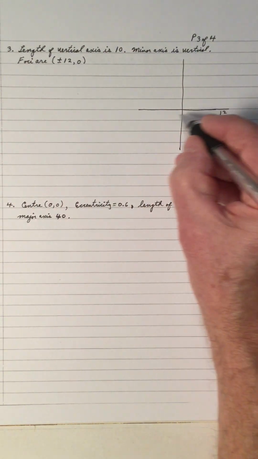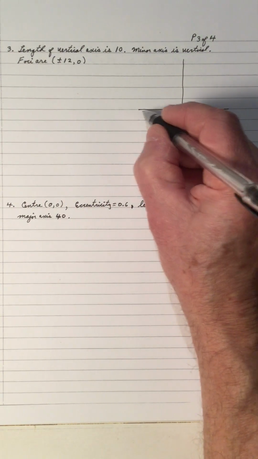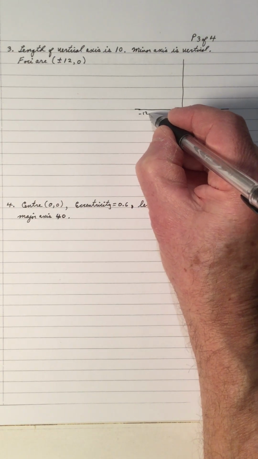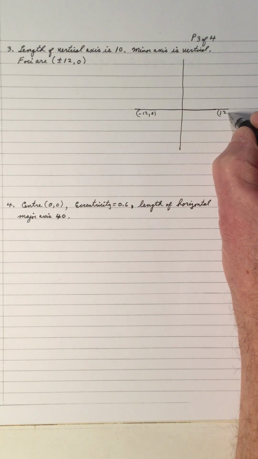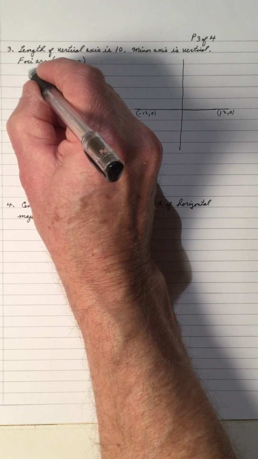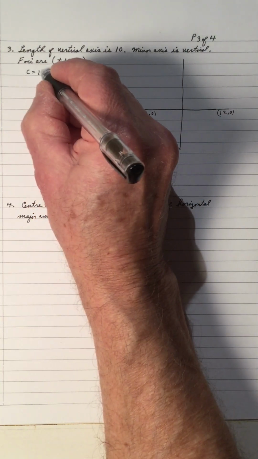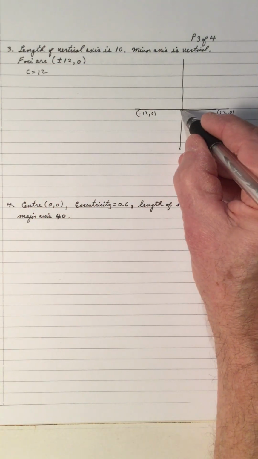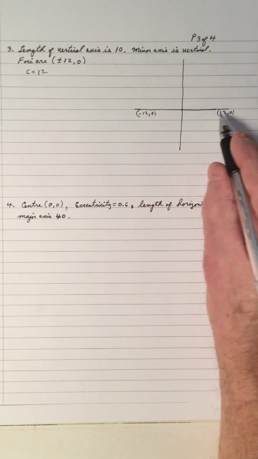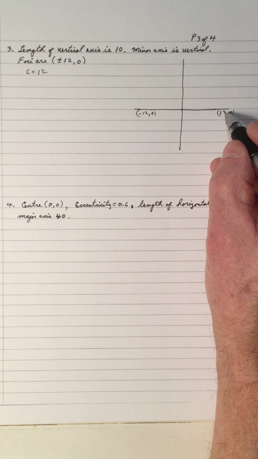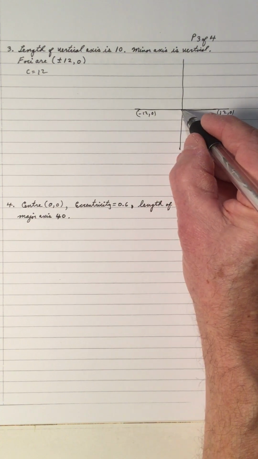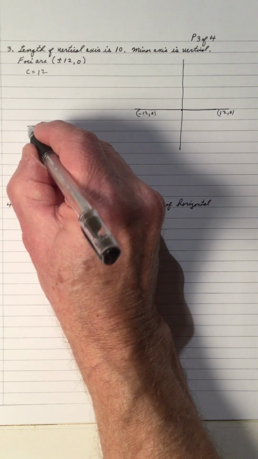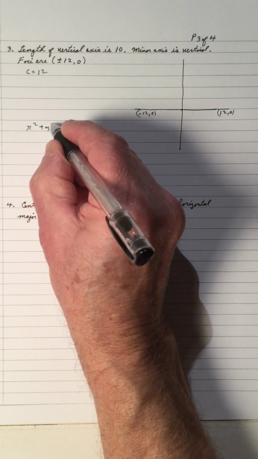And that's an x, and that's a negative 12. Roughly the same distance right here. So that's a negative 12, 0. And this is 12, 0. So that means the foci, we have C is 12, the distance from the center. And if these are the foci, then the middle of these 2 points is 0, 0. So that means the equation is x squared plus y squared.